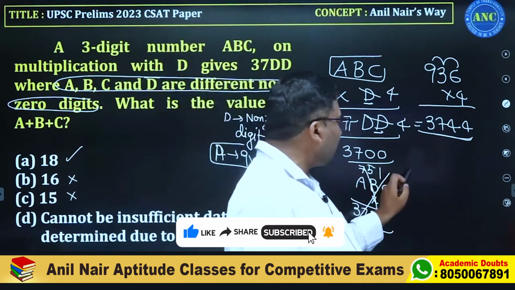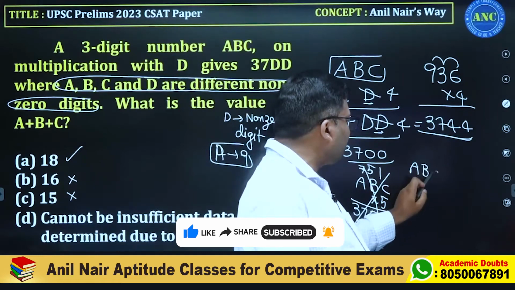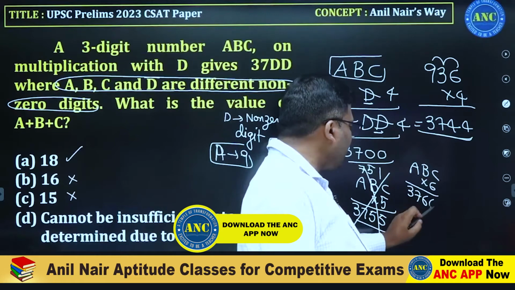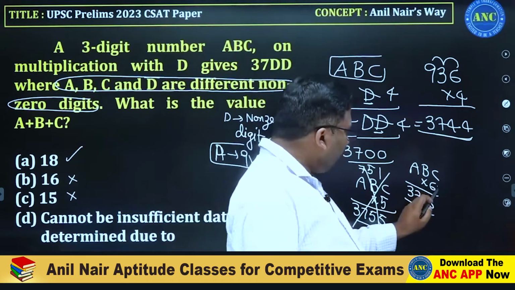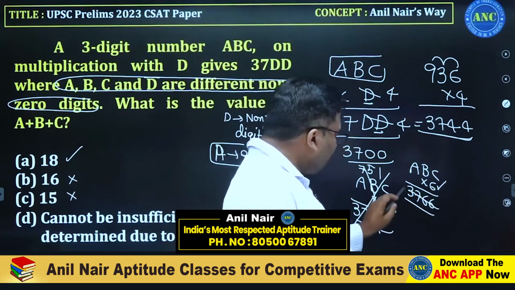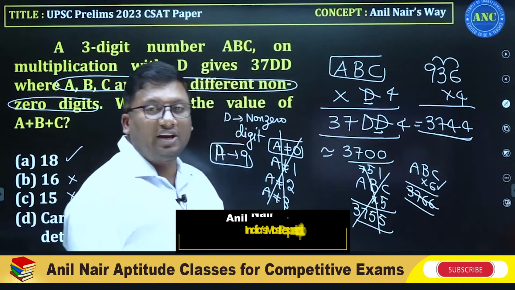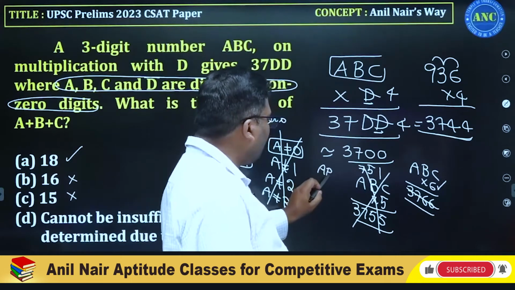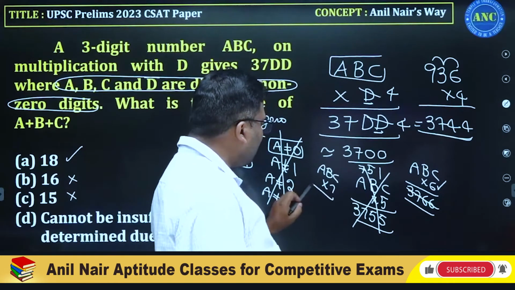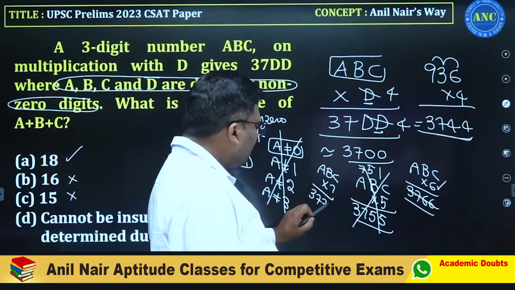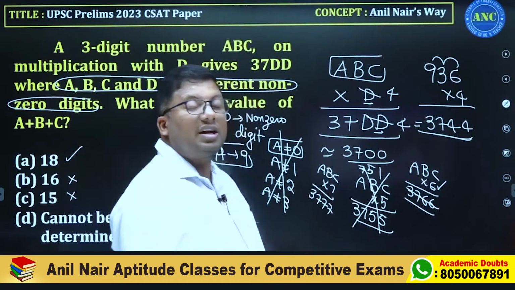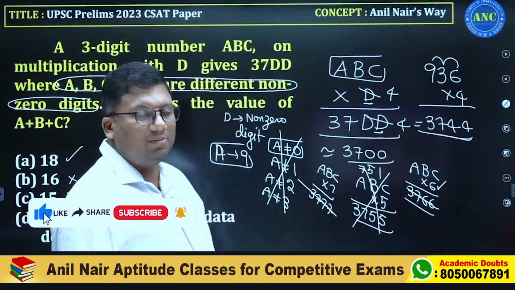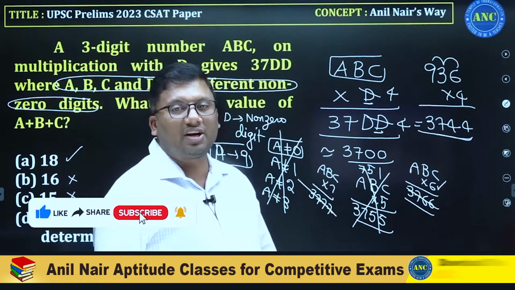If I take 6 here, ABC into 6 is 3766. 3 plus 7 plus 6 is 16 plus 6 is 22, and it is not divisible by 3, so it is not divisible by 6. I hope you are all with me. ABC into 7 is 3777, and the answer should be divisible by 7. This cannot be divisible by 7. Similarly, you can check it out with 8.